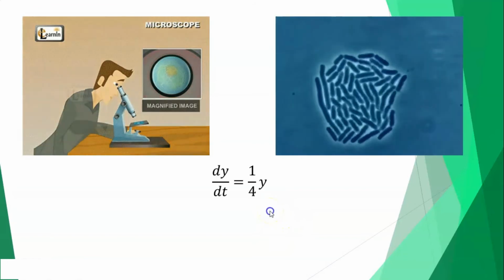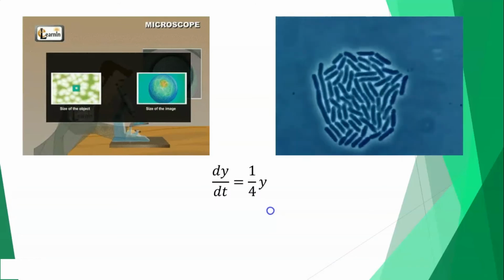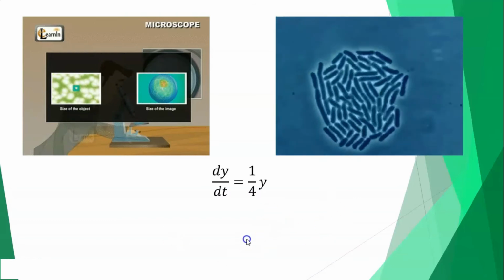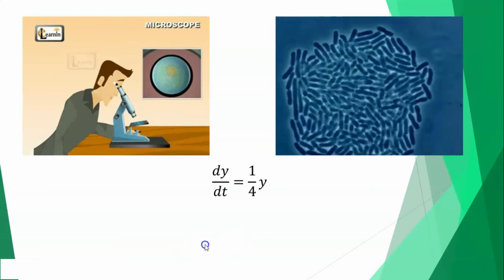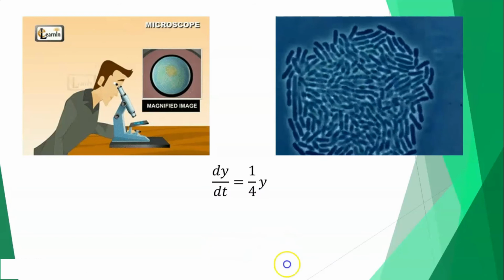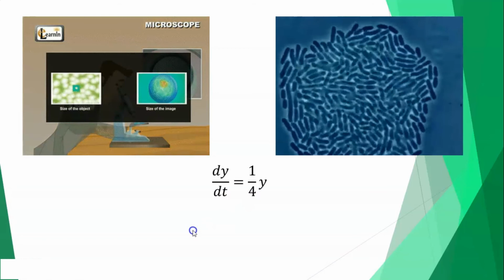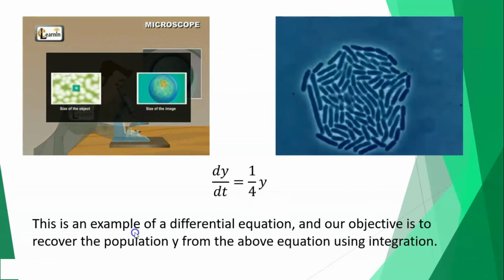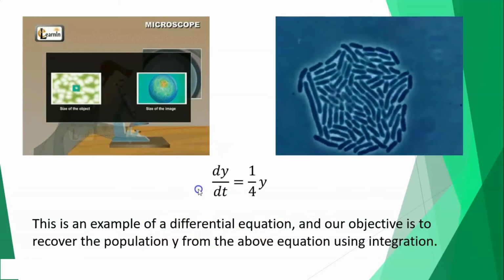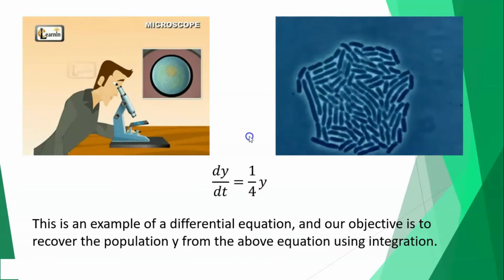Let y denote the population at any time t, and according to your observation, the change in the population at any time is 1/4 y. Since the derivative quantifies change, the above observation can be expressed mathematically as dy over dt is equal to 1/4 y. Take note, this is an example of a differential equation, and our objective is to recover the population y from the above equation using integration.